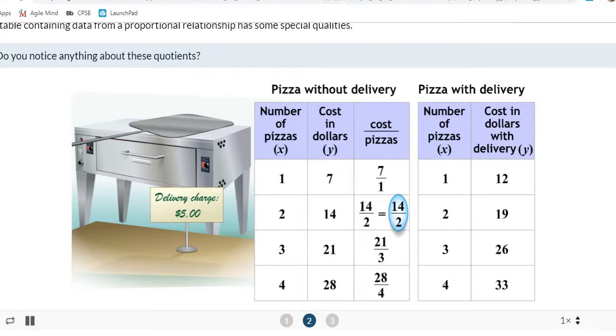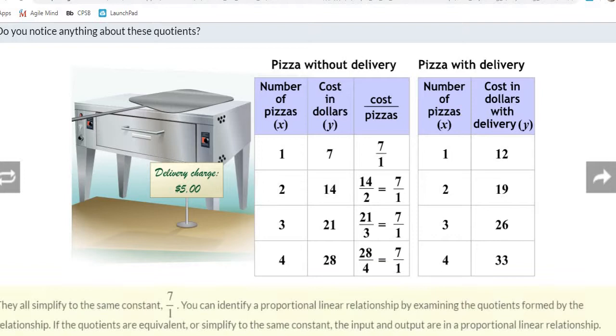So you need to record this on your problem 1 table. I would put that they all reduce to 7 over 1. Do you want us to write? Yes, write it all. Thanks for asking.